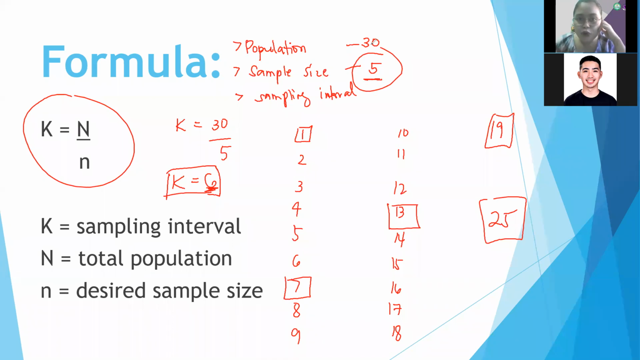Okay, so that's how you do systematic sampling. It is systematic because we have a system of selecting the sample. So do not forget to compute for the sampling interval and then choose a random start. Okay, questions about systematic sampling?